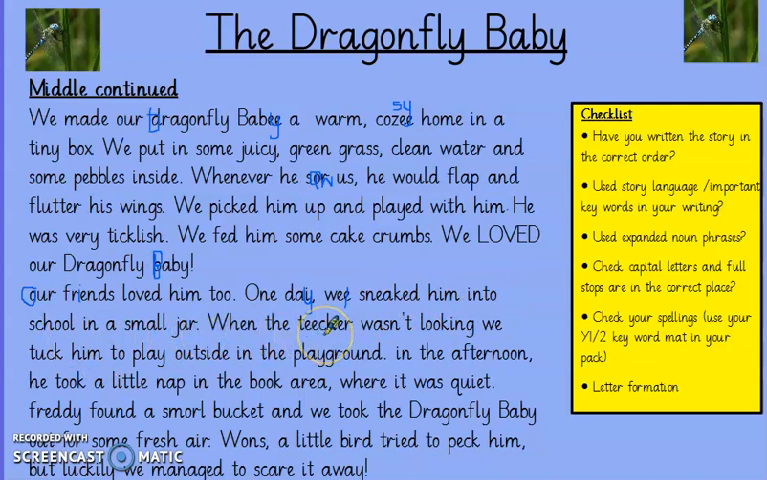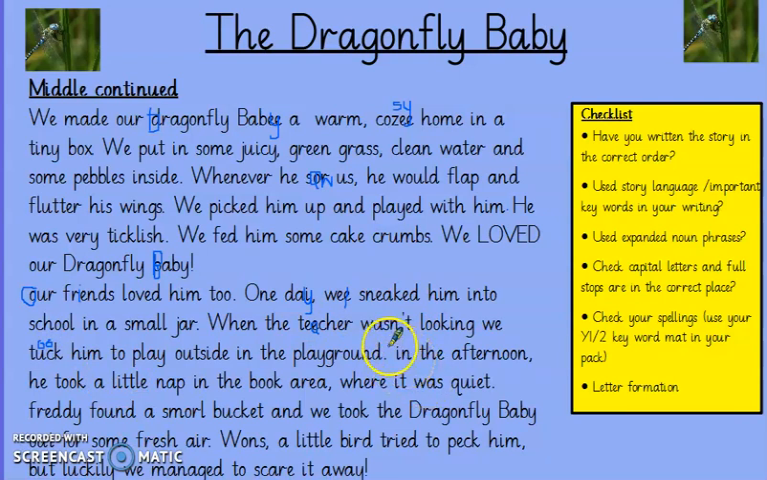When the teacher, I need the phase 5 sound here, so I need the E and the A, okay? Spelling here. Teacher wasn't looking. We took, another tricky word, year 2 word, so I need to write, it's got a double O sound, okay? A bit tricky for me to show you, but hopefully I've done it. Took him to play outside in the playground. Full stop.